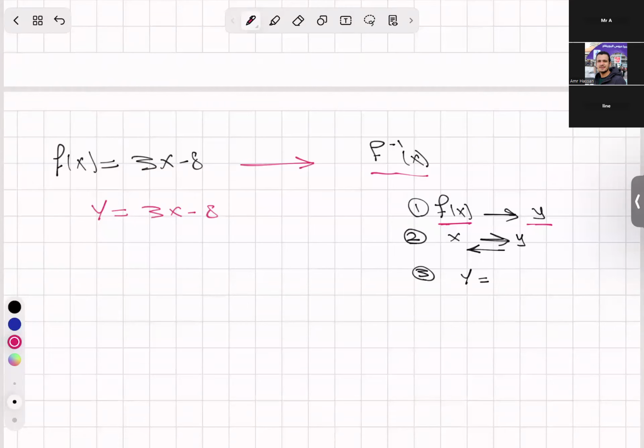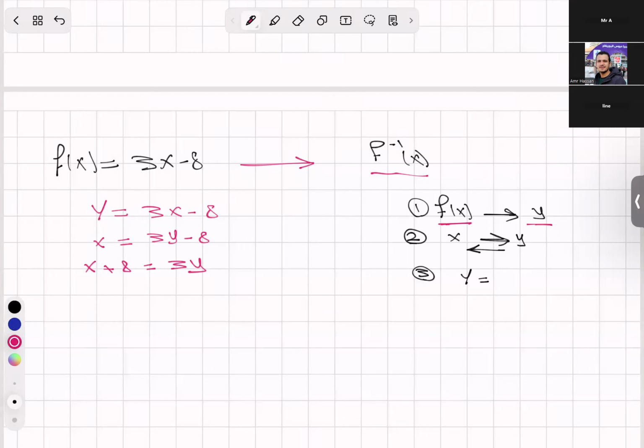What about the other one? The other one sounds like I'm trying to change x with y and y with x. So this one's going to be x equals 3y minus 8, right? And the last thing, I need to isolate y, so it makes sense. I need to move negative 8 from the right-hand side to the left-hand side, and I need to change the sign. So if it was negative, I need to turn it into positive and vice versa. It makes sense. This one's supposed to be x plus 8, which equals 3y, right?